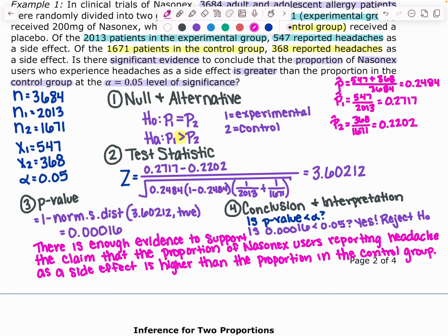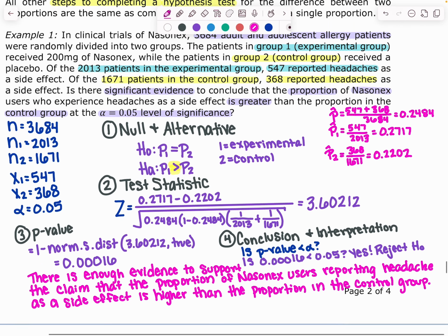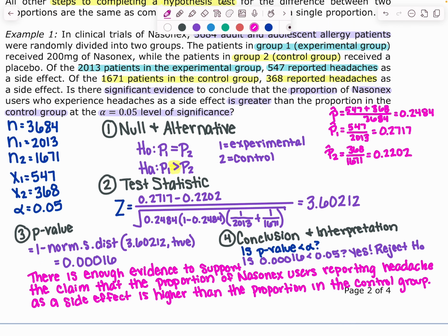And now the manufacturer can take this information and decide maybe we need to report headache as a side effect. Sounds like a good idea. So there you go. That is how you do a hypothesis test for the difference between two proportions.